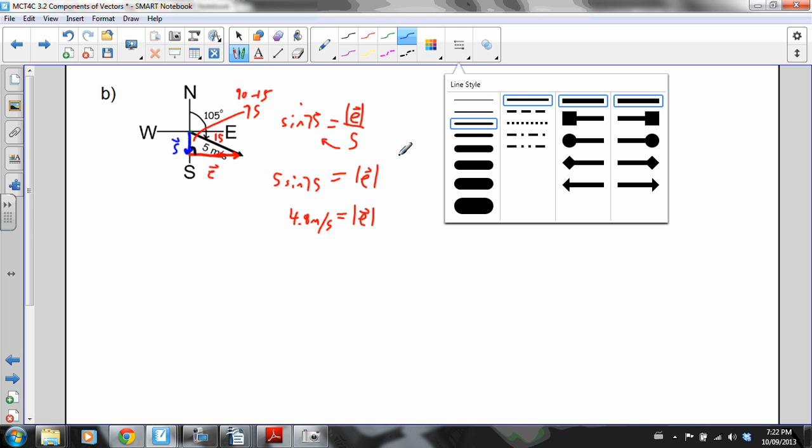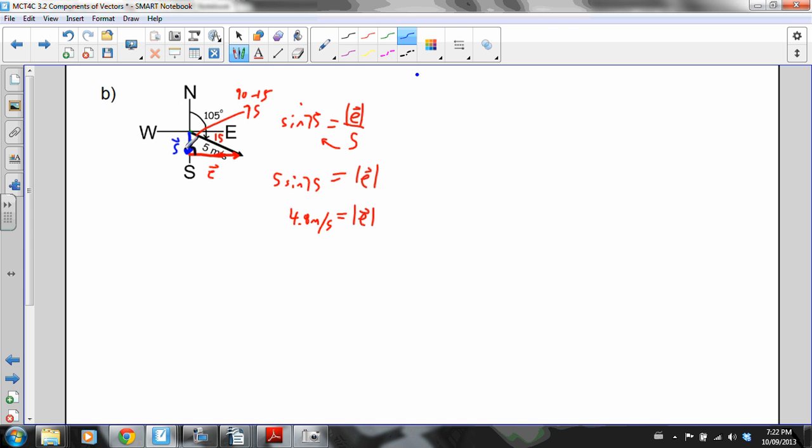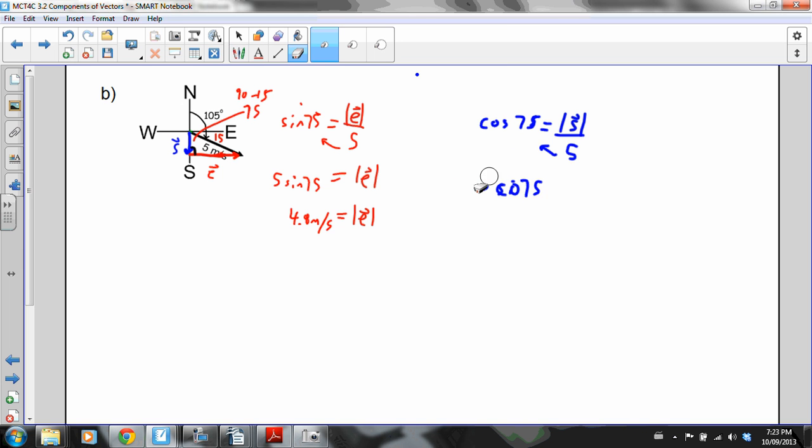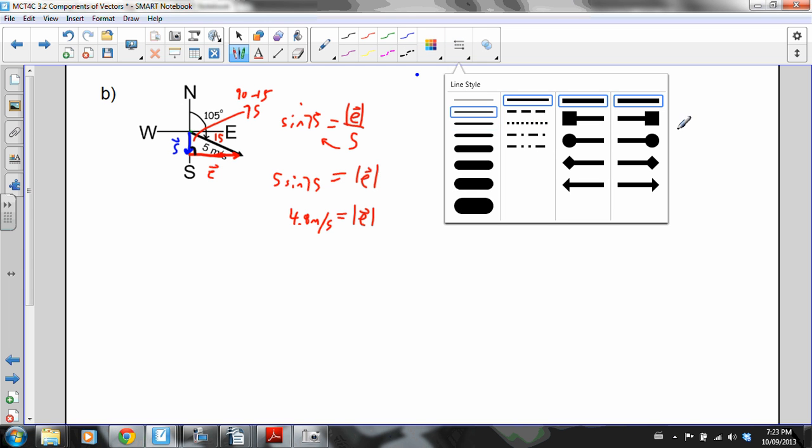Similarly, if I'm thinking about the south component, well, that's the adjacent side to that 75-degree angle. That's the cos. Cos of 75 is equal to the magnitude of the south component over the hypotenuse. Cross multiply and divide. Actually, I don't need to divide, do I? Just cross multiply. Let me mess that up a little bit here. Let's do a good job of our note here.